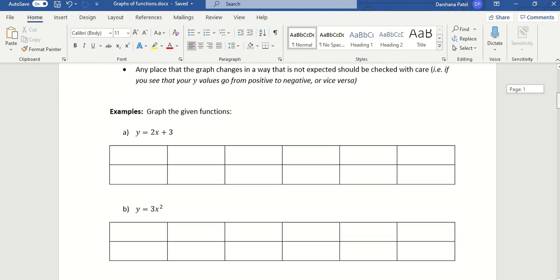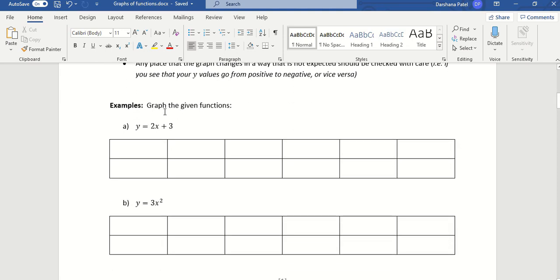Okay, let's start with the first example. It says graph the following functions. The first one is y equals 2x plus 3. Because it has no x square, no x cube, it is just simple x plus 3, no square root, it is going to be an equation of a straight line.